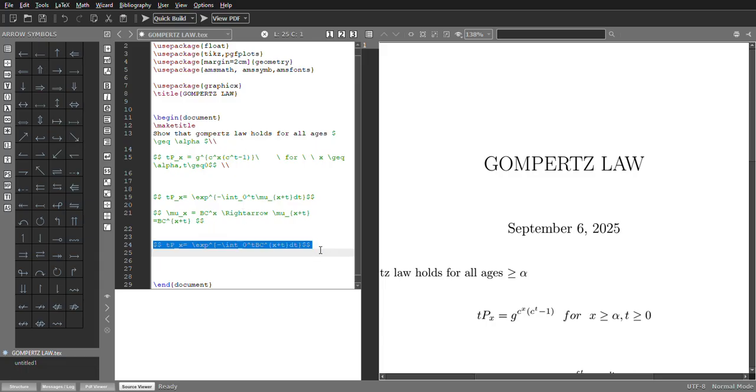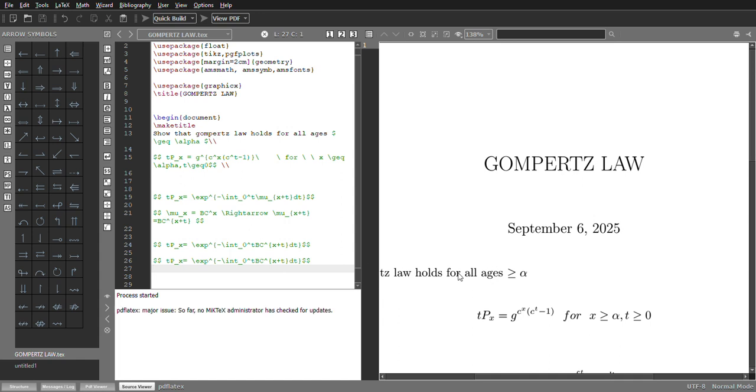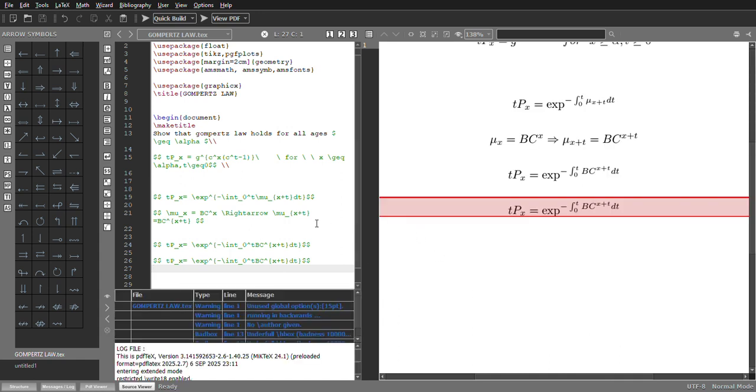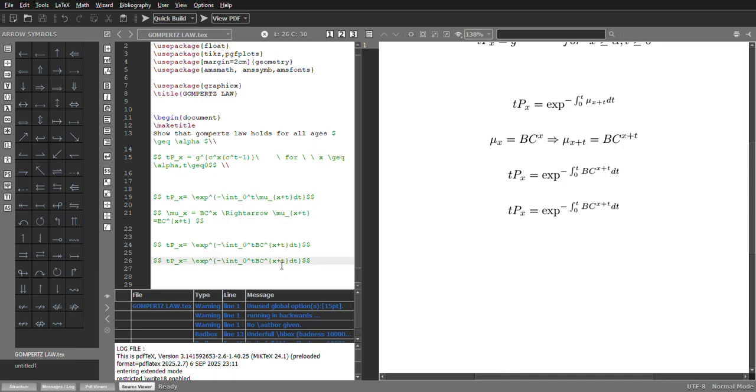Let's take the constants out. The constant is this B c to the x, so we have that here.